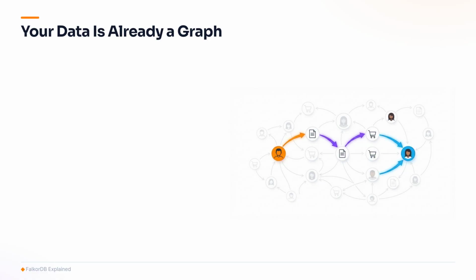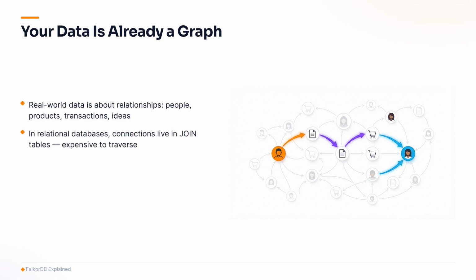Think about the data you work with every day. People know other people. Customers buy products. Transactions flow between accounts. Real-world data is fundamentally about relationships. In a relational database, those connections live in join tables, and every hop you traverse means another expensive join. Ask a deep question, like friends of friends of friends, and the query explodes.